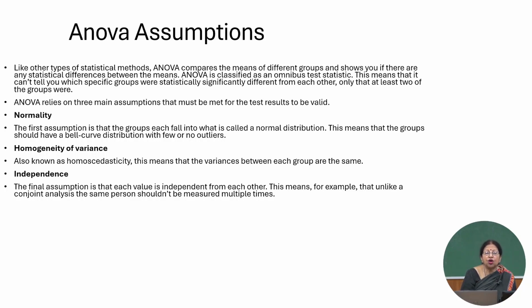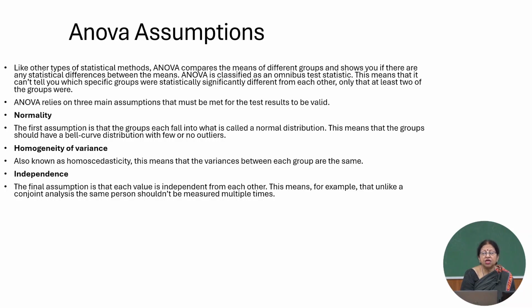ANOVA relies on three main assumptions that must be met for the test results to be valid. And these assumptions are normality, homogeneity of variance, and independence. Normality: the first assumption is that the groups each fall into what is called the normal distribution. This means that the groups should have a bell curve distribution with few or no outliers.